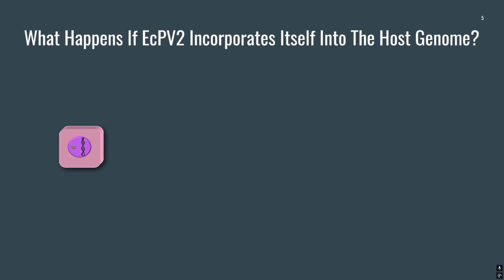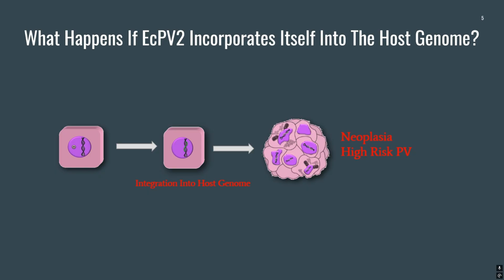In the case that the virus incorporates itself into the genome, the integration of viral DNA in the host genome disrupts the normal regulation of the host cell genes, particularly those in control of the cell cycle. This is done via the continuous expression of viral oncogenes E6 and E7, which creates neoplasia. Neoplasia is just uncontrolled cell growth.